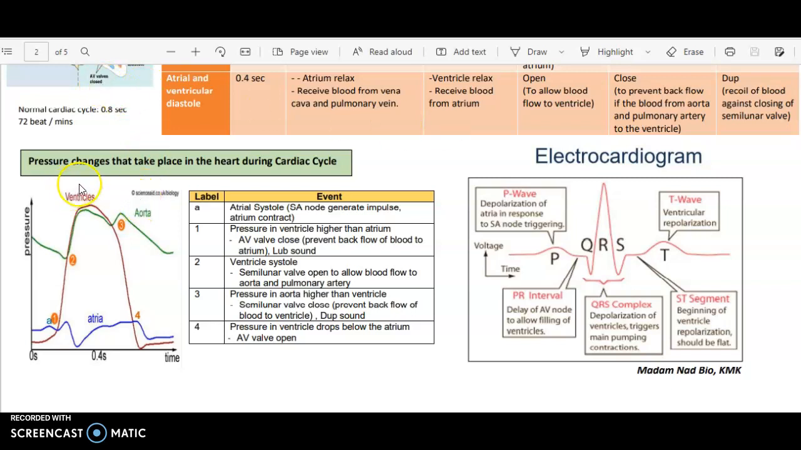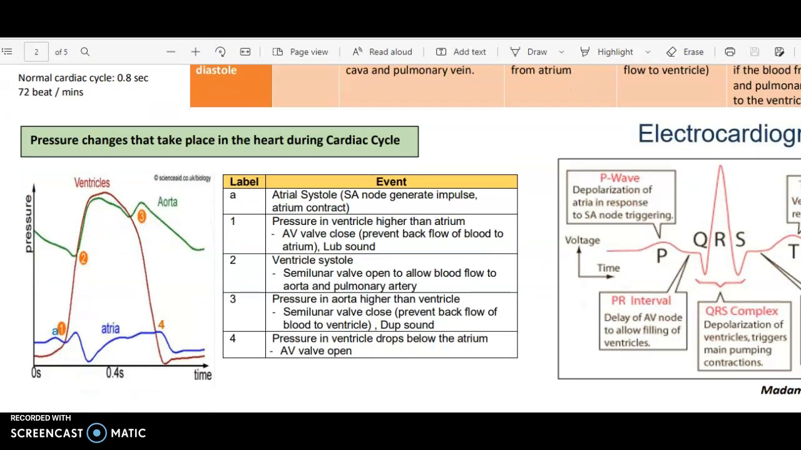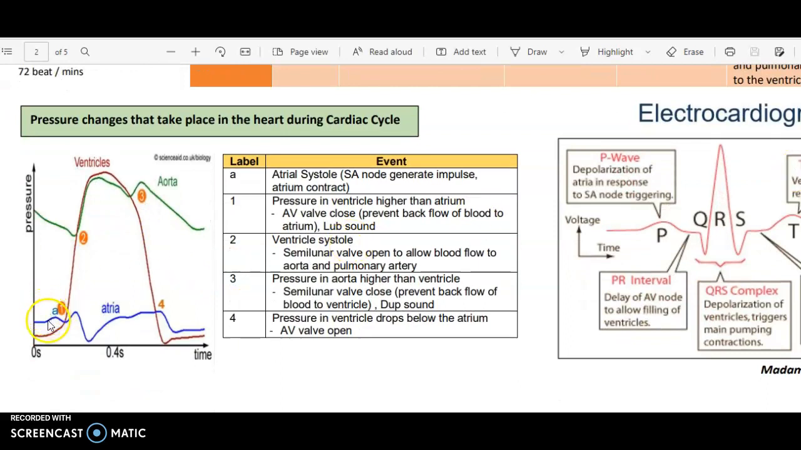First thing, in the class I covered the pressure changes that take place in the heart during the cardiac cycle. So here is the diagram. For the pressure graph, we need to know it is recorded for three different parts of the heart. First is the atria, the blue line, then the red line is for the ventricle, and the green is for the aorta. So you need to know there are 5 points in total.